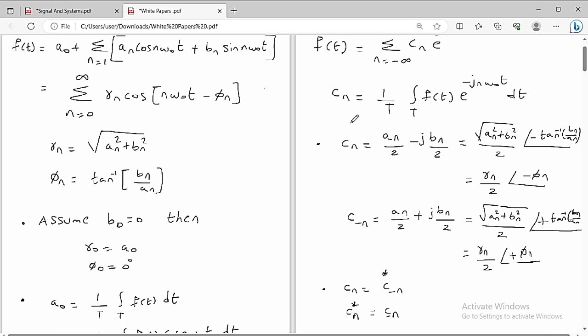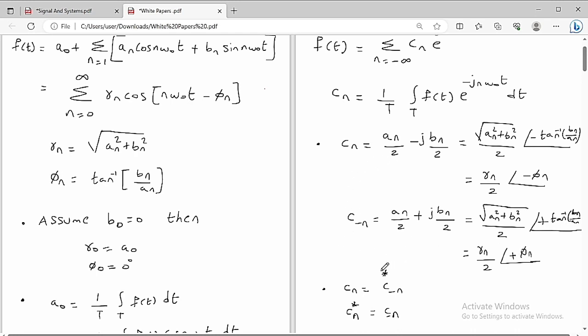Similarly, for C of minus n, in place of n substitute minus n, and if we simplify, we get an by 2 plus j bn by 2, which is equal to the square root of an squared plus bn squared, divided by 2, at a phase angle of plus tan inverse of bn by an. So this is nothing but rn by 2 at a phase angle of plus phi n. So we can say one is the complex conjugate of the other.